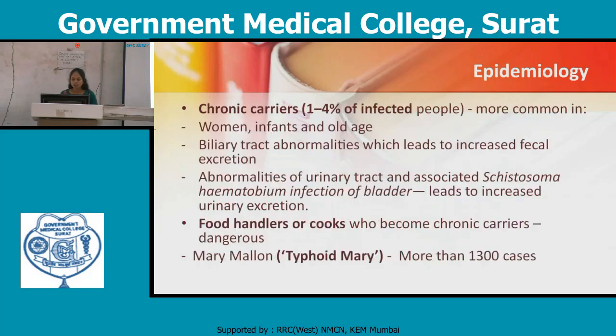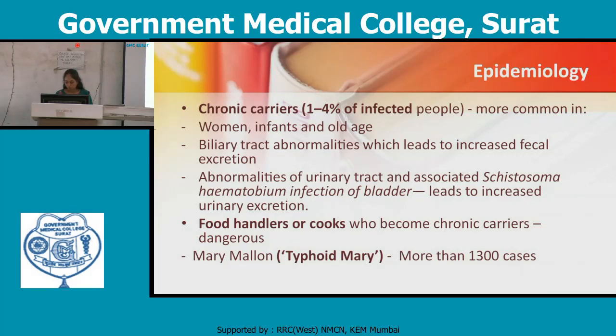Chronic carriers are 1 to 4% of infected people. More common are women, infants and the elderly. Biliary tract abnormalities lead to increased fecal excretion. Abnormality of the urinary tract and associated Schistosoma haematobium infection of the bladder lead to increased urinary excretion. Food handlers or cooks who become chronic carriers are the most dangerous. Mary Mallon, or Typhoid Mary, infected more than 1300 cases.